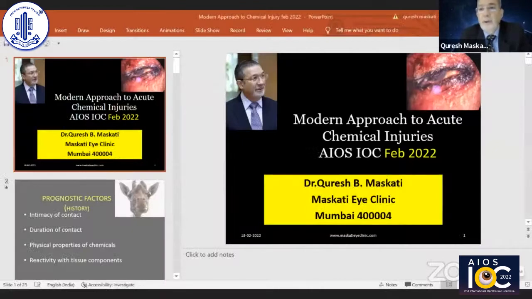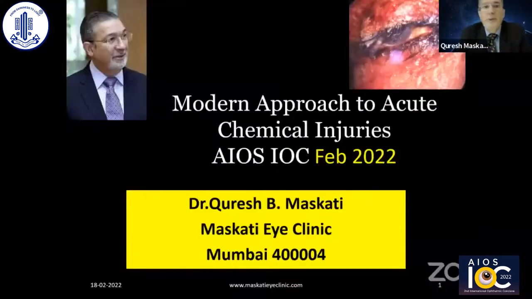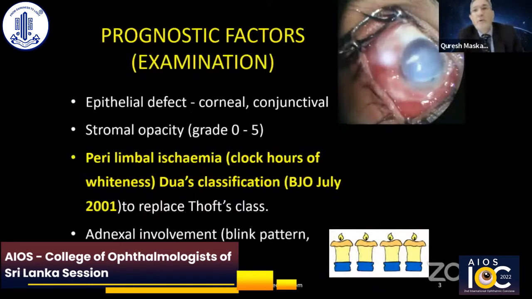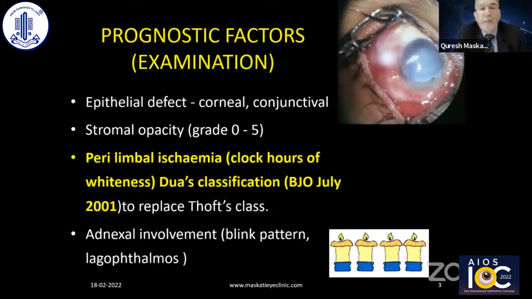So I'm going to speak on approach to acute chemical injuries and a few basics to be remembered and some newer concepts I will share with you as well. We know that the prognostic factors, traditionally we used to look at just the cornea, but now, because of Professor Dua about 20 years ago, we were invited to look at the limbus and our concept of stem cells came in. In any grading, the previous grading was the Thoft's classification, where stem cells were not known at that time.